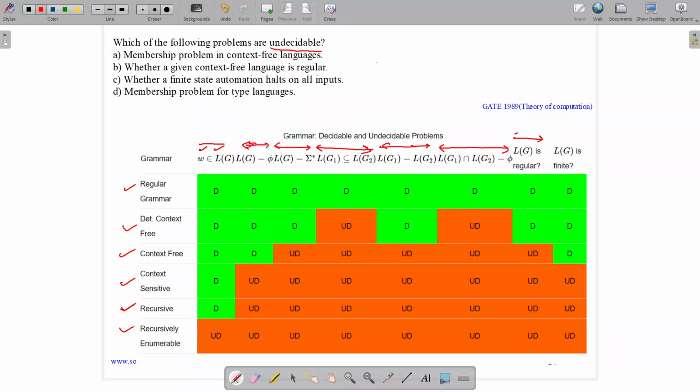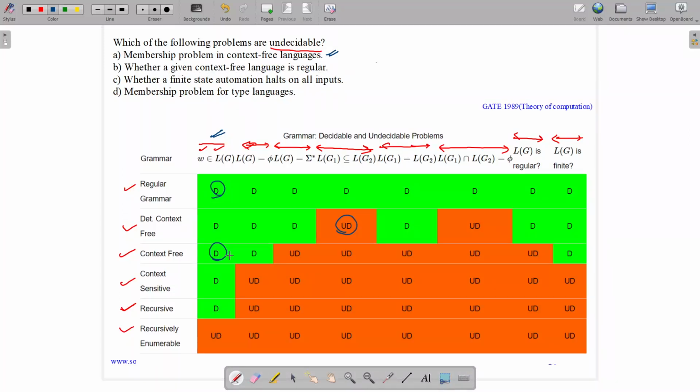It asks whether a given language is regular. It asks whether a given language is finite. So let us see the options. Option A is the membership problem for context-free languages. D means decidable, UD means undecidable. So the membership problem for context-free language is decidable. Option B, whether a given context-free language is regular or not.